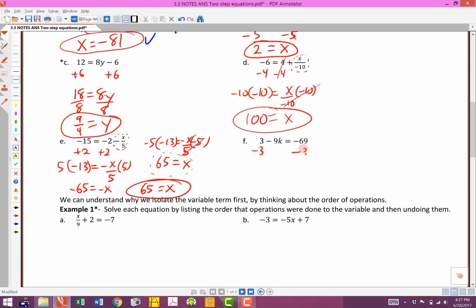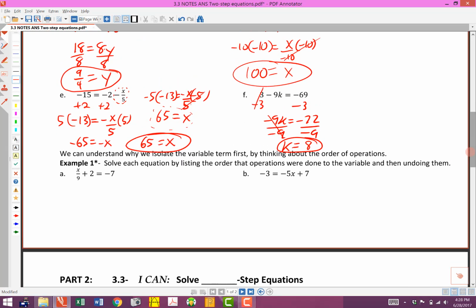So let's subtract 3 from both sides, isolate that variable term. Those cancel to be 0. Negative 9k equals negative 72. And then we're going to divide by negative 9 to cancel off that timesing by negative 9. Those cancel to be a 1, so we've got a 1k over here. And we've got, let's see, negative 72 divided by negative 9 is positive 8. So there's our answer on that one.